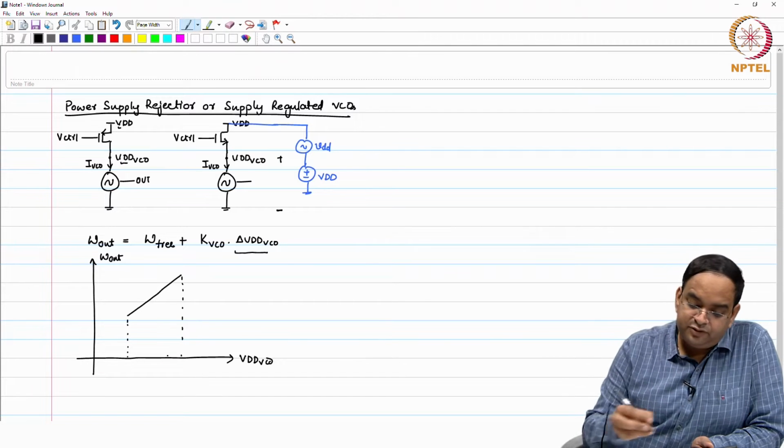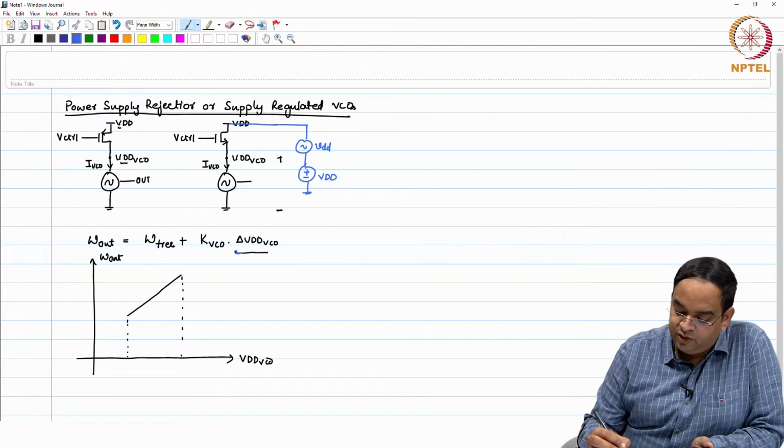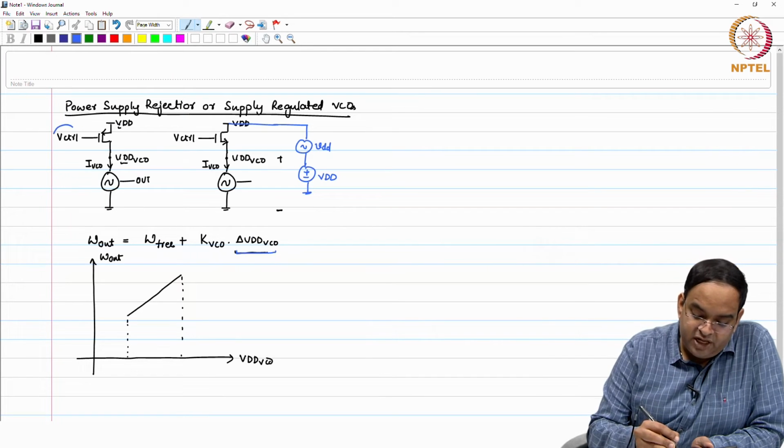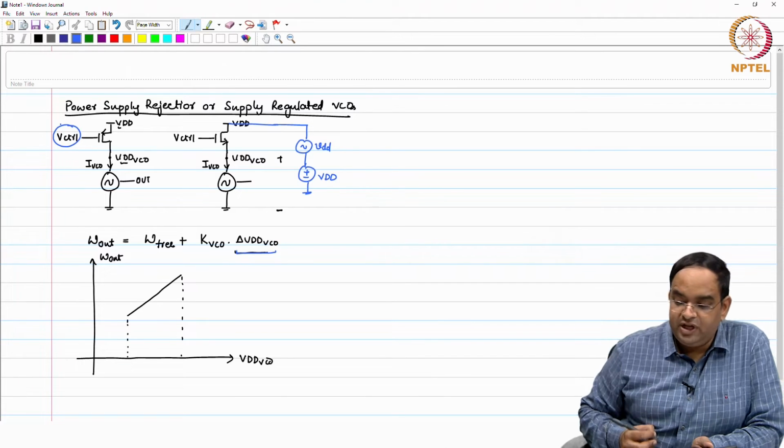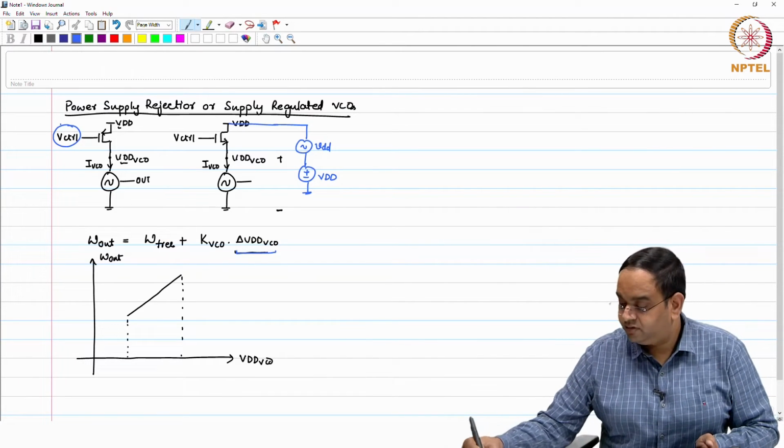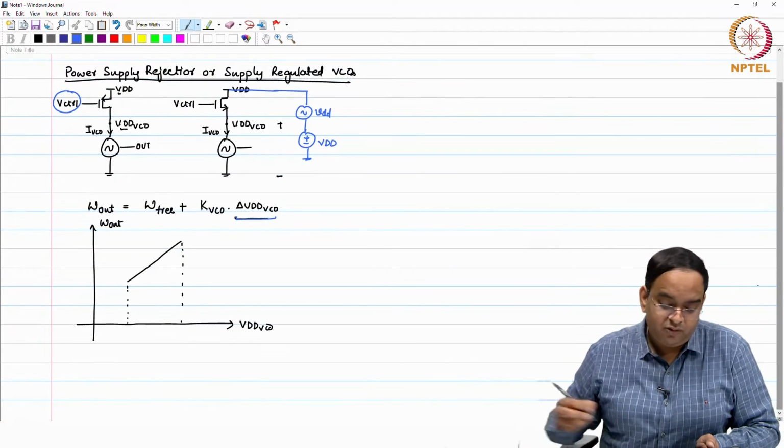And since we know that VDD VCO is going to be a function of V control, you can define your k VCO with respect to V control also. So, there is no problem with that.